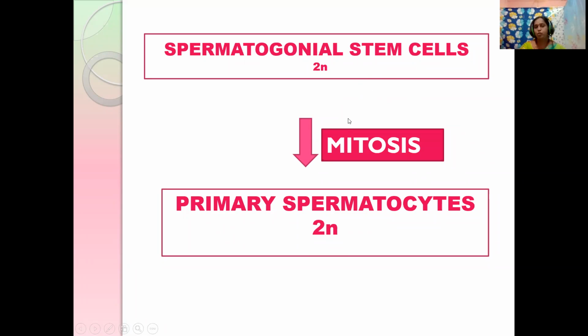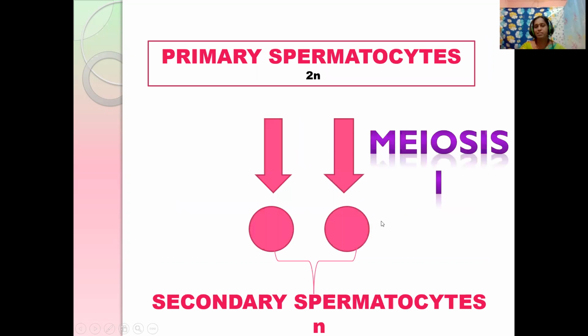So the spermatogonia increase in number and form primary spermatocytes. The primary spermatocytes are also diploid, having 46 chromosomes. These primary spermatocytes undergo meiosis 1 and form secondary spermatocytes. Yes, you may have a doubt, then why meiosis? Meiosis is necessary to form gametes.